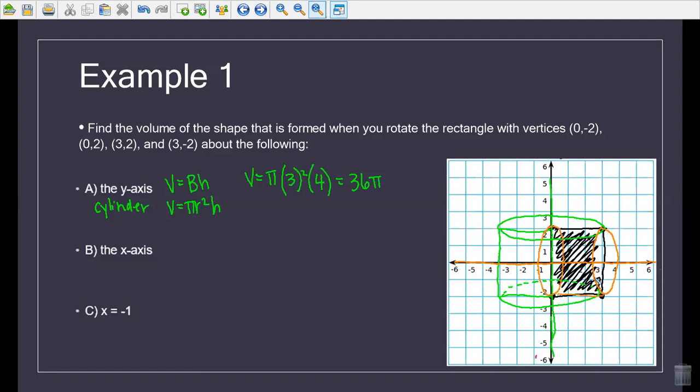All right, and then there's my cylinder. All right, just a little different. So now this cylinder is on its side, right? So then if I want to find the volume, let's see, this one's a cylinder.